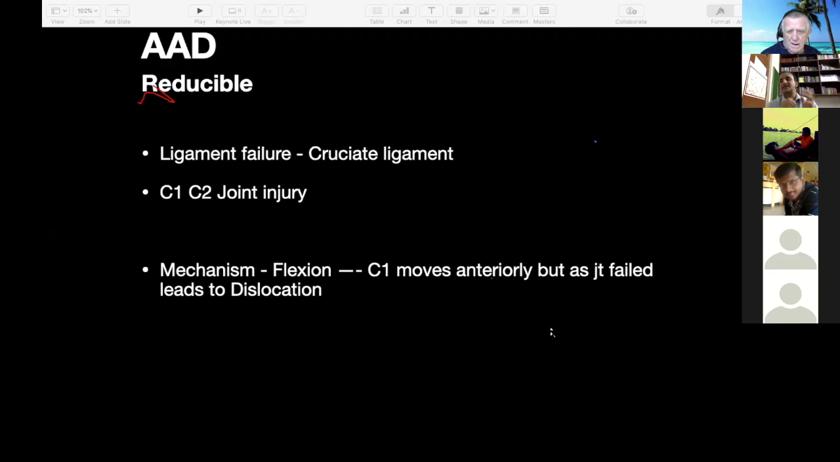Now, the question again to all. If there is assimilation of atlas, then how on an X-ray cervical spine do you diagnose atlantoaxial dislocation? I'll repeat the question. If there is assimilation of atlas, then how do you recognize on a cervical spine X-ray that there is atlantoaxial dislocation?